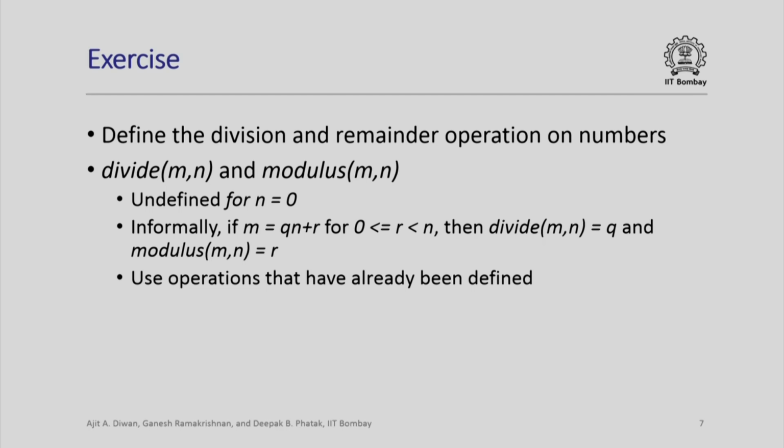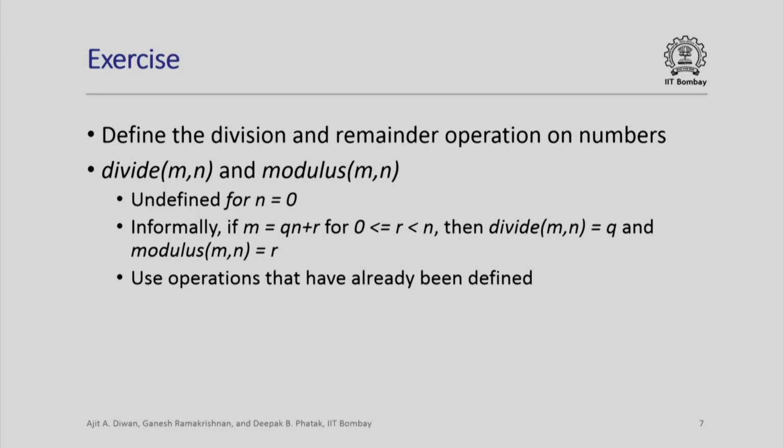Right. The informal definition of integer division is, if I write m as equal to q times n plus r, where q is the quotient and r is the remainder, where r is between 0 and n, then we call divide(m, n) equal to q and modulus(m, n) equal to r. So, informally we know what integer division and remainder mean. We write m as q times n plus r, but how will you write a formal definition for these? So, try to think over this. We will see more examples of such definitions later.